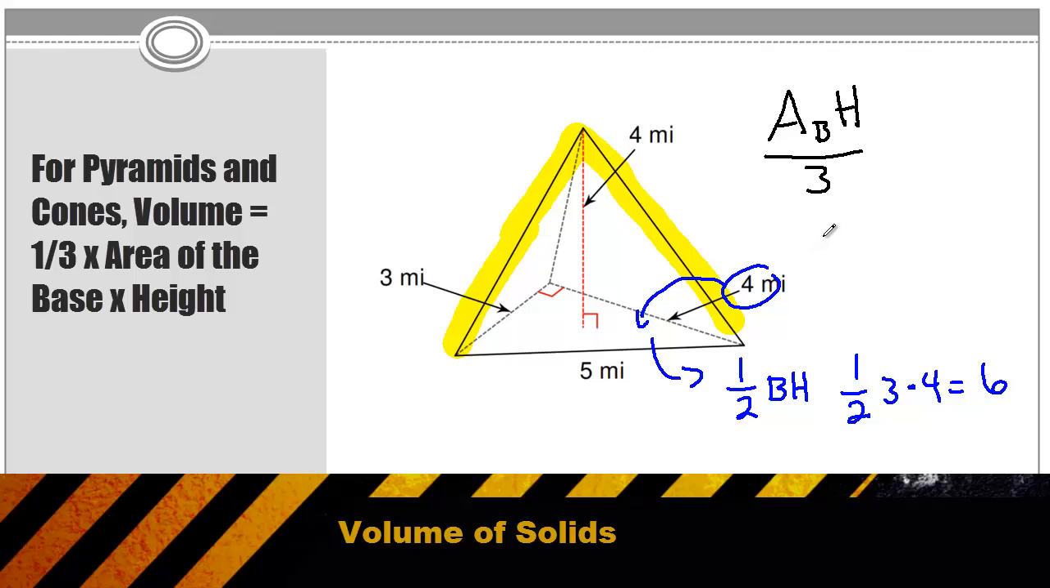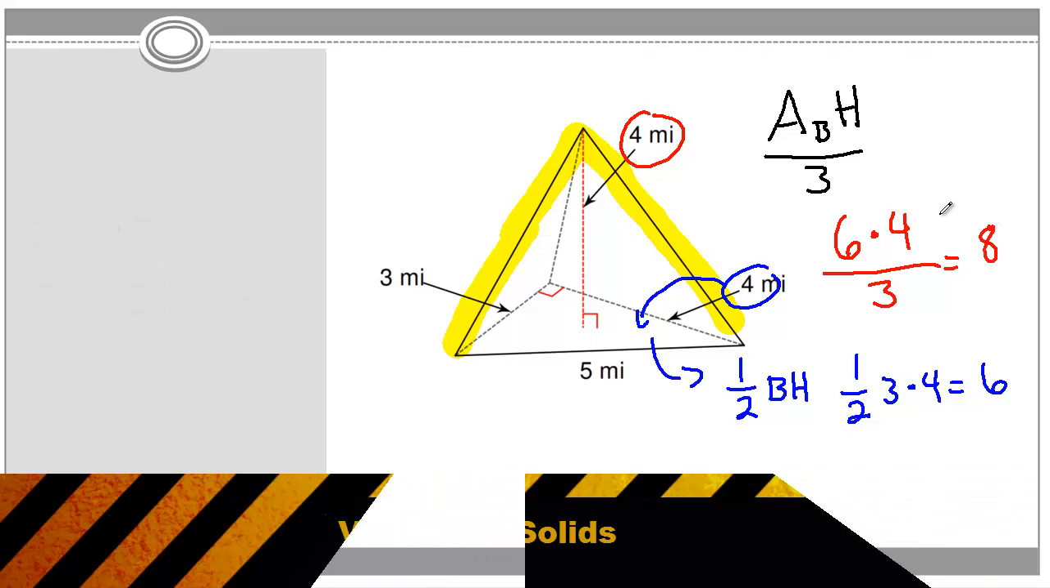So then the volume of my pyramid is the area of my base, which is 6, times my height, which is this other 4, and then I take that answer and I divide everything by 3. So my final answer is 8, or 8 cubic miles.